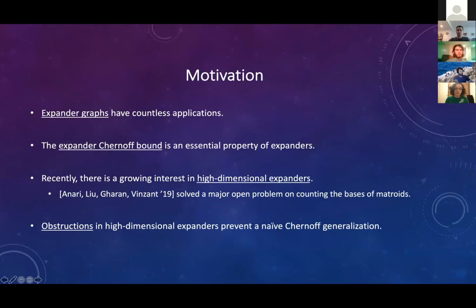As you probably know, expander graphs have countless applications. One useful and essential property of expander graphs is the expander Chernoff bound. Recently, there is a growing interest in high-dimensional expanders. A notable example is a paper by Anari, Liu, Oveis Gharan, and Vinzant, where they use random walks on high-dimensional expanders to solve a major open problem on counting the bases of matroids. So our goal is to generalize the expander Chernoff bound to higher dimensions.